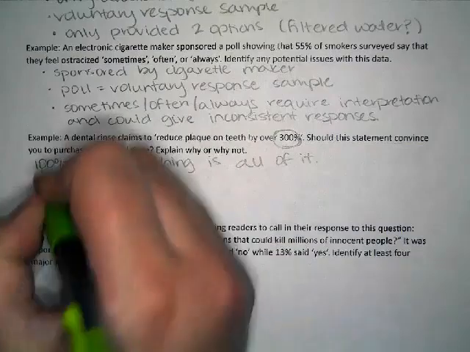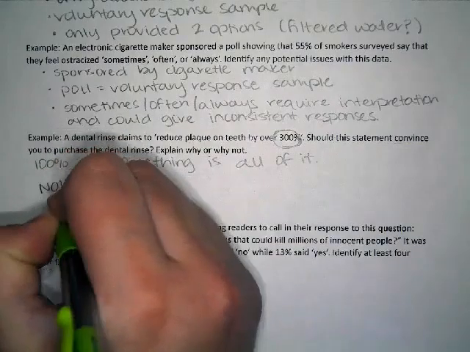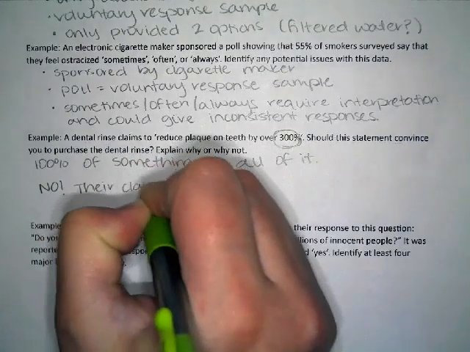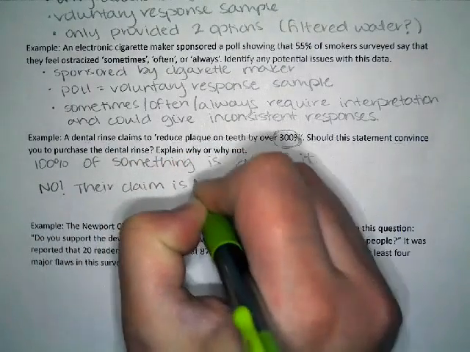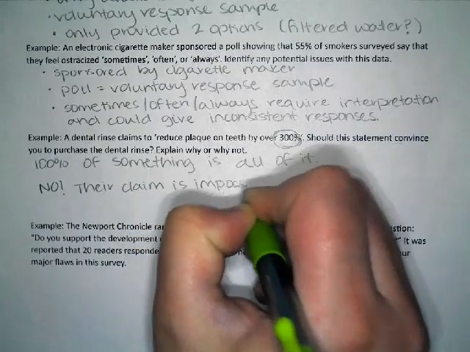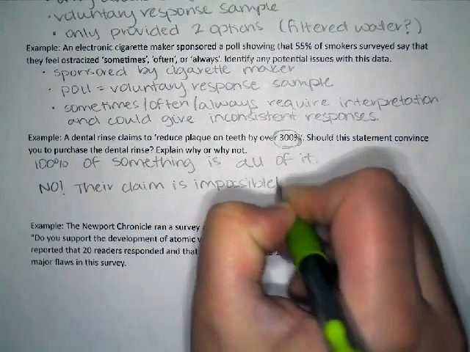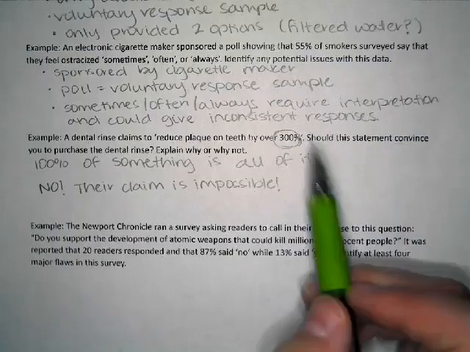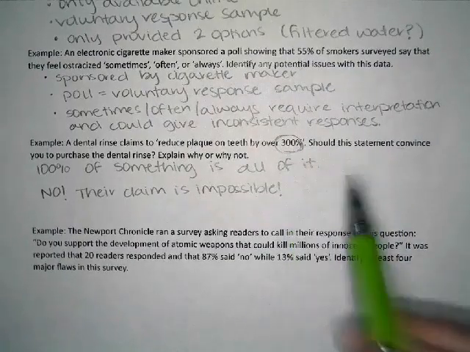So we're going to say no, their claim is impossible. There's no data that could back that up. It's more likely that a dental rinse reduced 50% of the plaque, or 75% of the plaque, or something like that. Most of the plaque, but not all of it. But you can't reduce 3 times of the plaque because 2 times it isn't even there.